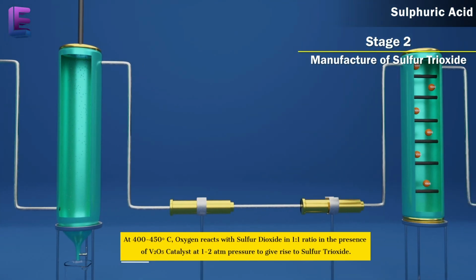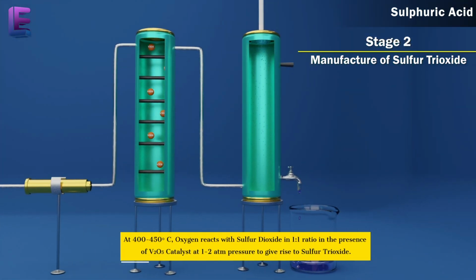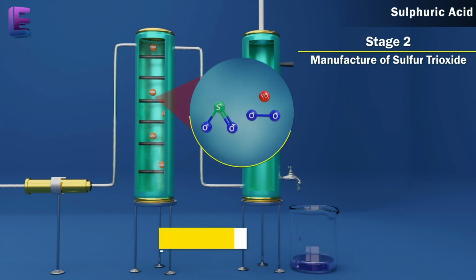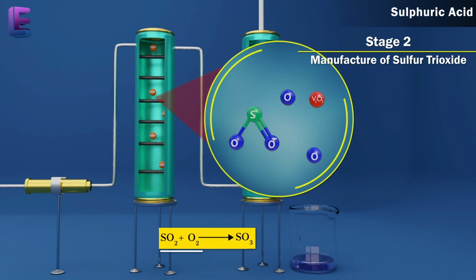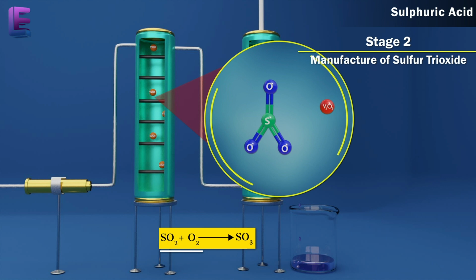Stage 2. Manufacture of sulfur trioxide. At 400 to 450 degrees centigrade, oxygen reacts with sulfur dioxide in 1:1 ratio in the presence of V2O5 catalyst at 1 to 2 atm pressure to give rise to sulfur trioxide. SO2 plus O2 gives rise to SO3.